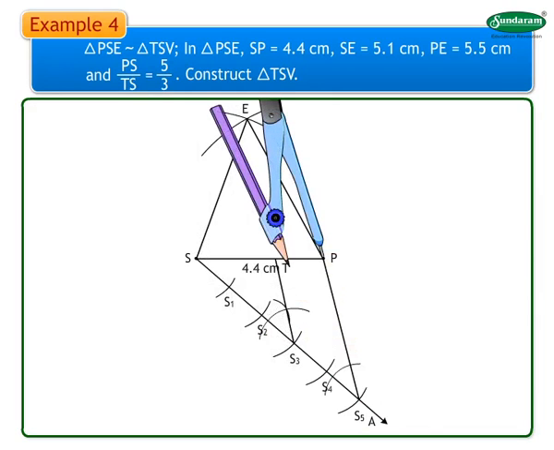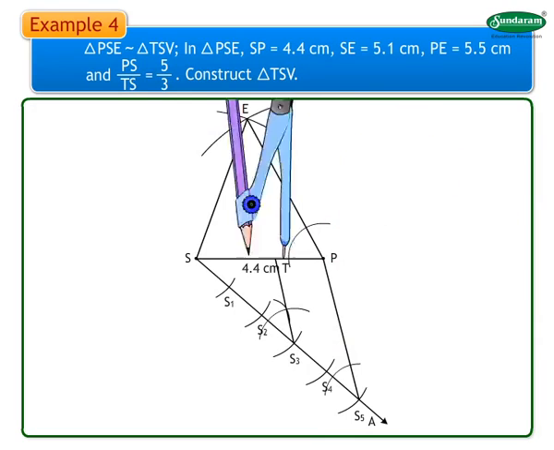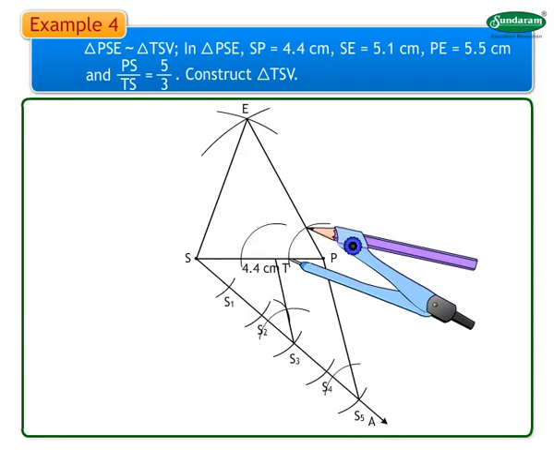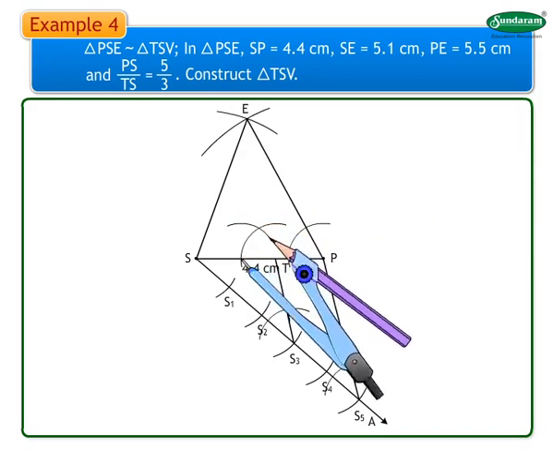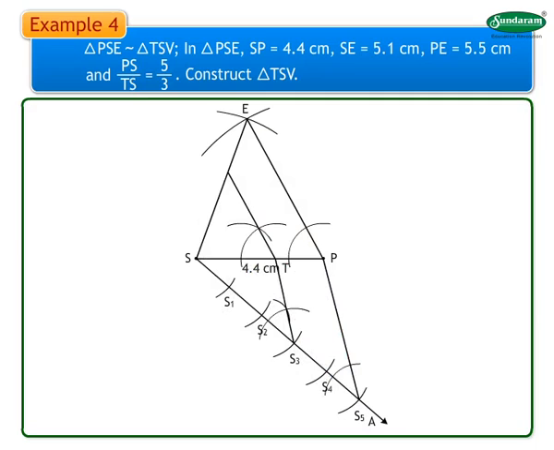Again, keep the point of compass on point P and draw an arc. Taking the same distance, cut an arc from point T. Now measure the distance of the arc drawn at point P and cut the arc drawn at point T. Draw a line passing through point T and touching the segment SE at point V. Thus, we get the required triangle TSV similar to triangle PSE.